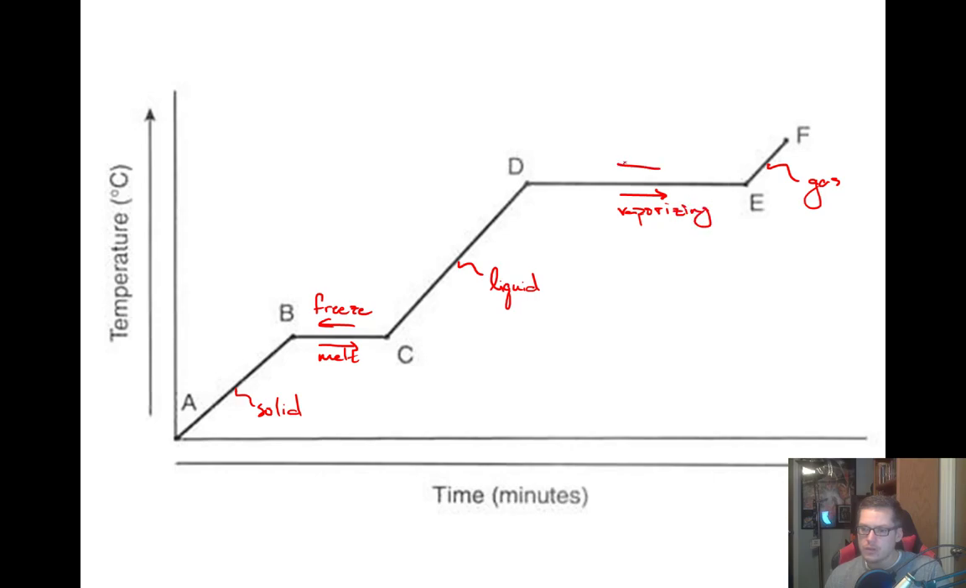And then if we go from gas to liquid, we are condensing. Notice that we don't have sublimation or deposition on this heating curve, mostly because it's pretty rare for it to occur. So we don't really focus on it with those heating curves. All right, so let's talk about this.